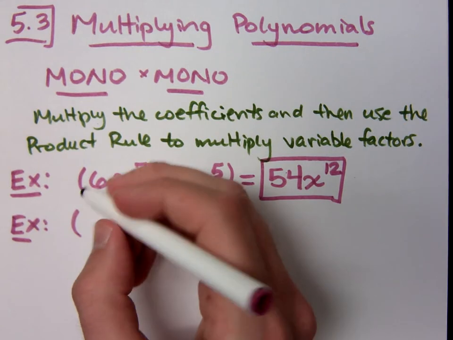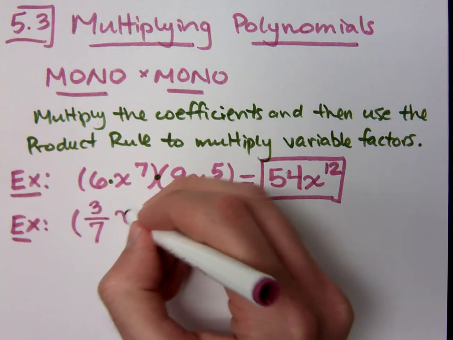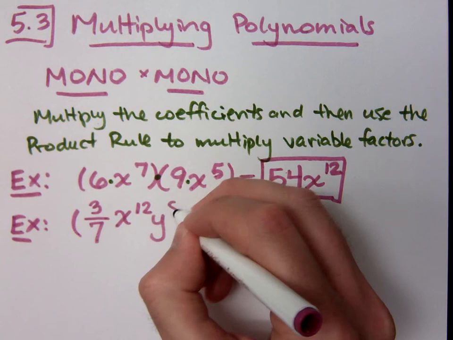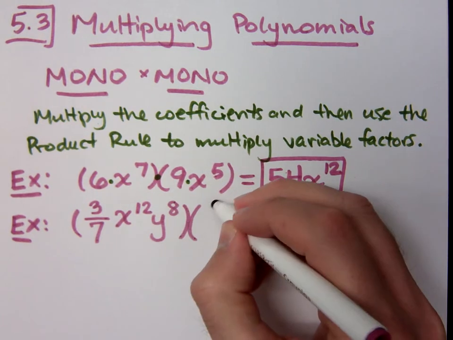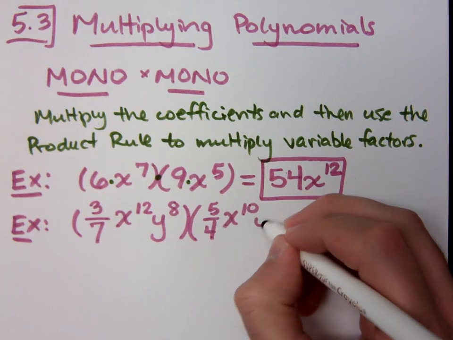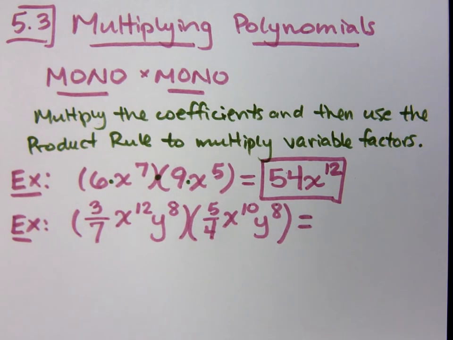Now, since some students like fractions, let's try 3/7 x to the 12th and y to the 8th times 5/4 x to the 10th y to the 8th. Now, I know that certain people will be watching this, because I have some students that say they like fractions as long as they can multiply them, right? So I'm just multiplying these fractions, so how do I multiply them?